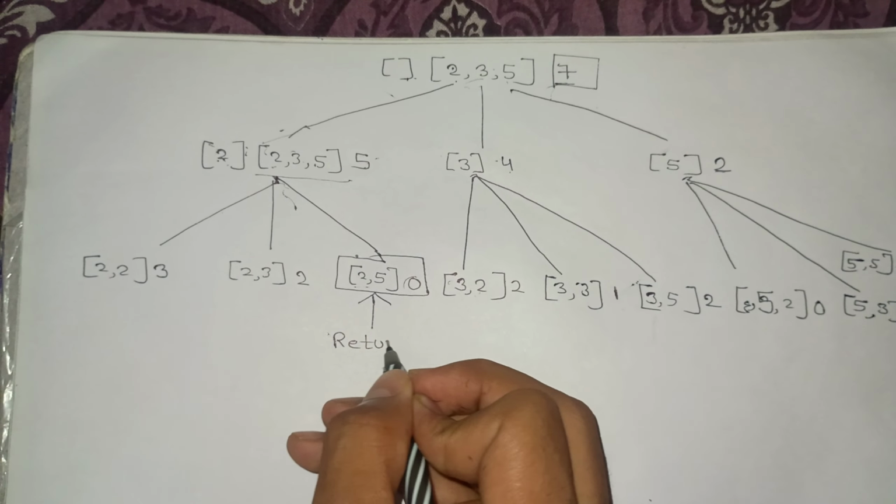In the zero case we will push this combination into our 2D array, and then we will return. But in the negative case we will directly return. For all other cases we will move our branch further like this, calling until we get a zero or a negative number. I hope you are understanding this recursion theory.